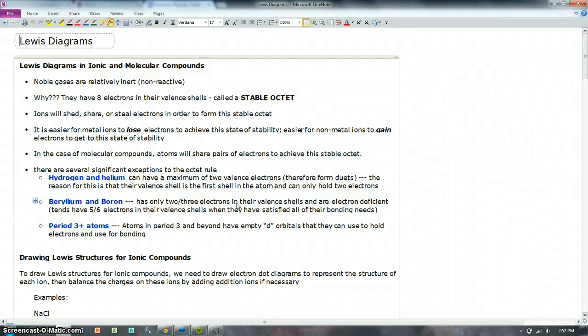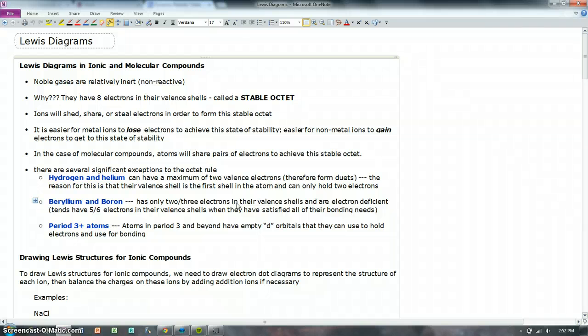Hello and welcome. Today's focus is going to be on Lewis diagrams. Now we've been talking about bonding, both ionic and molecular, or covalent, and today our focus is going to be visualizing it, being able to see how the bonding works, being able to draw and show that ourselves.